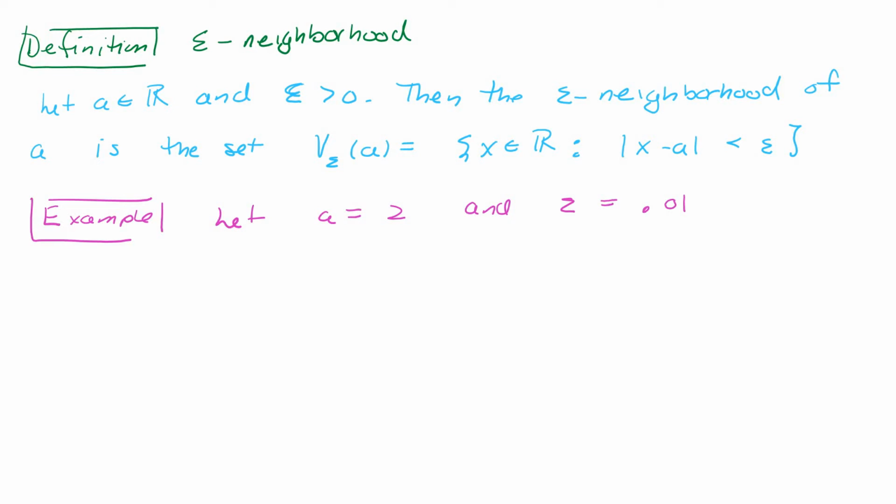So let me run through an example. If I have A equals 2 and epsilon equals 0.01, then the first thing I do is substitute those two numbers into the set notation. So I get the set of x in R such that the absolute value of x minus 2 is less than 0.01.